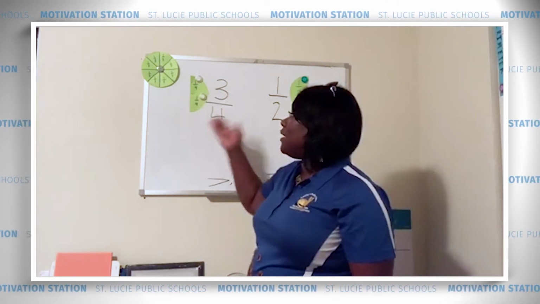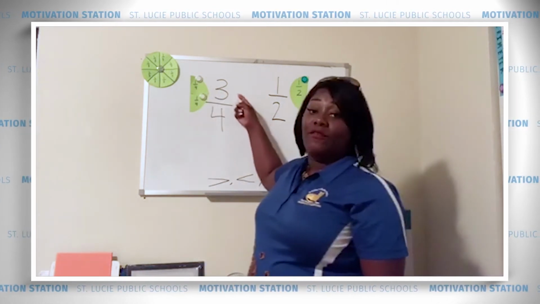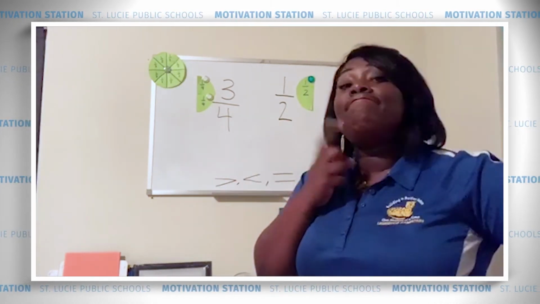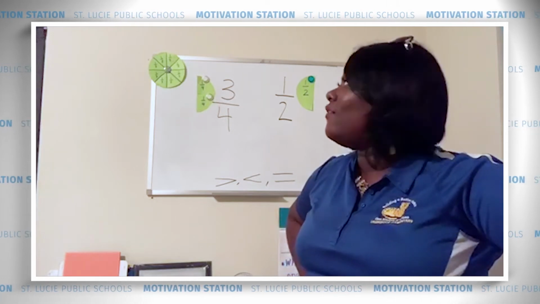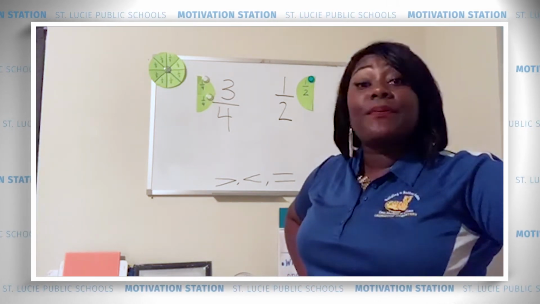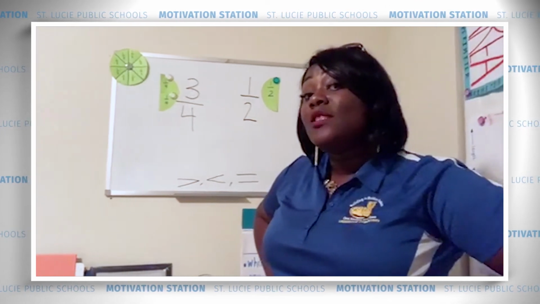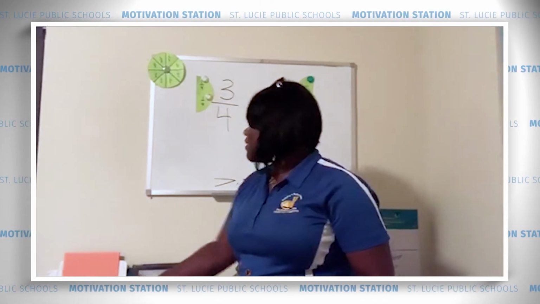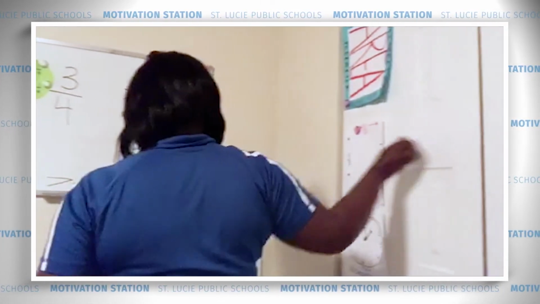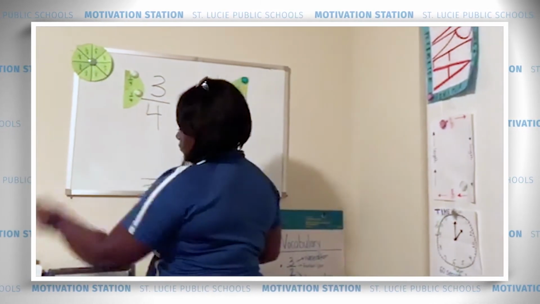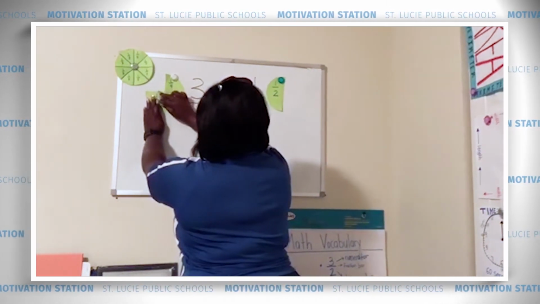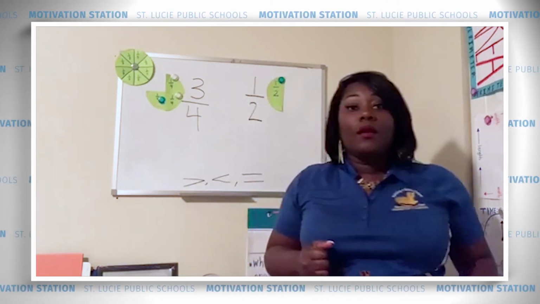But I don't need 2/4. I need how many fourth size pieces? I need 3. So I'm guessing that 3/4 is probably going to be more. It's probably going to be bigger than a half. But let's finish and let's find out for ourselves. So that's what 3/4 look like.